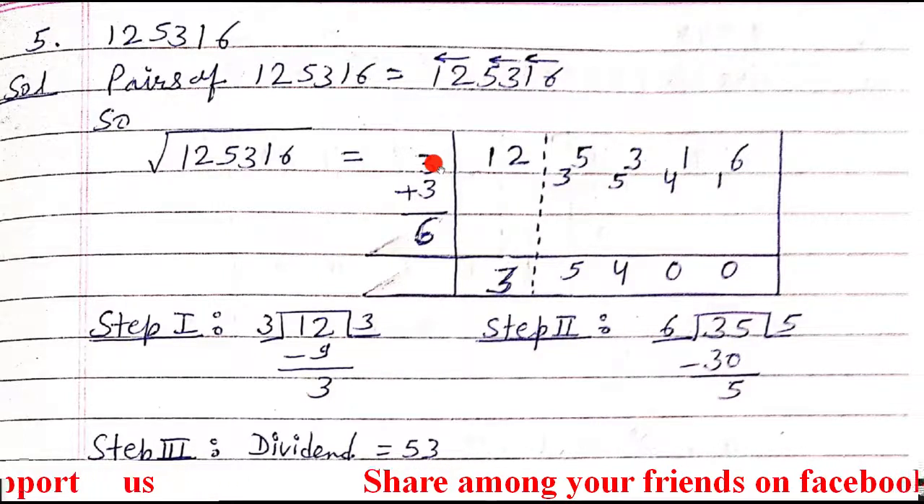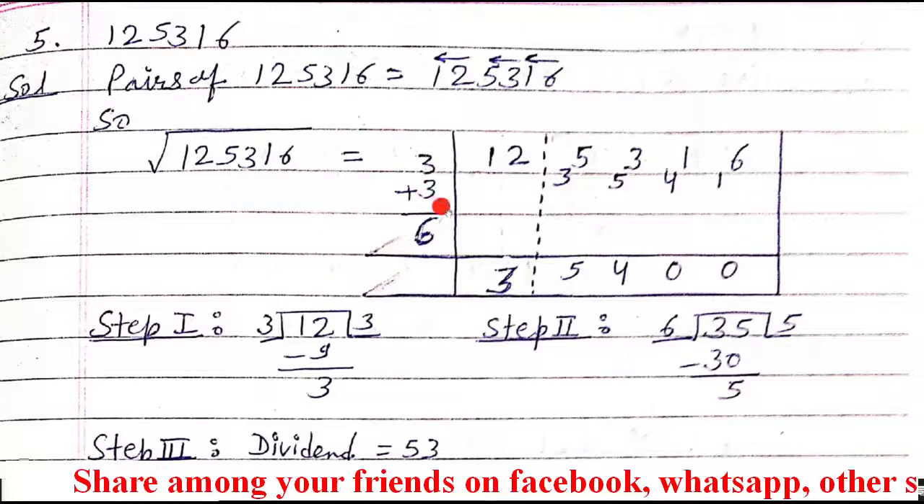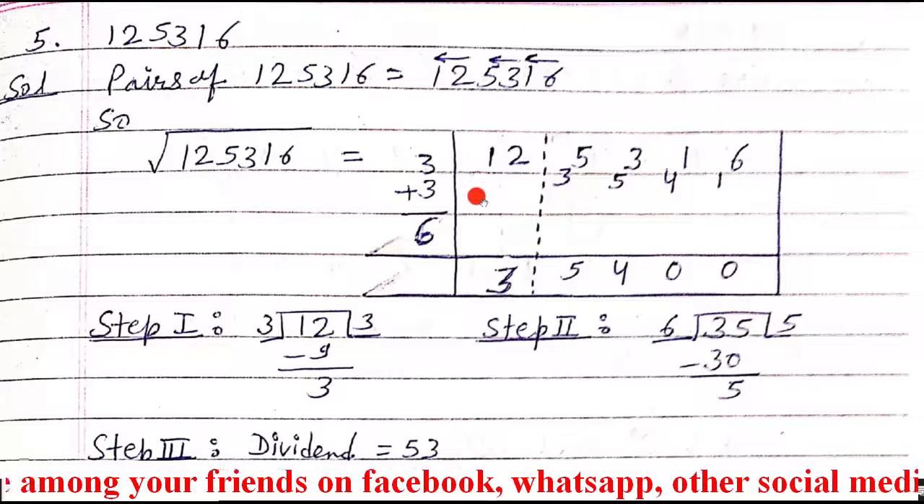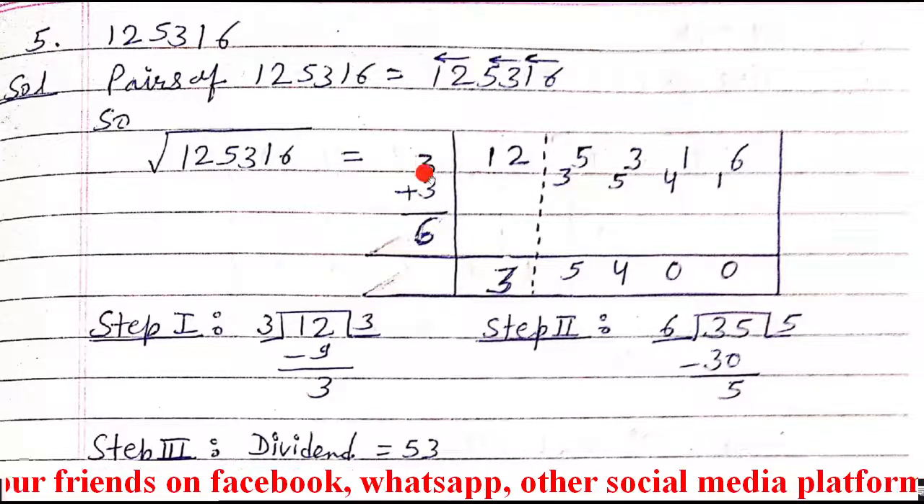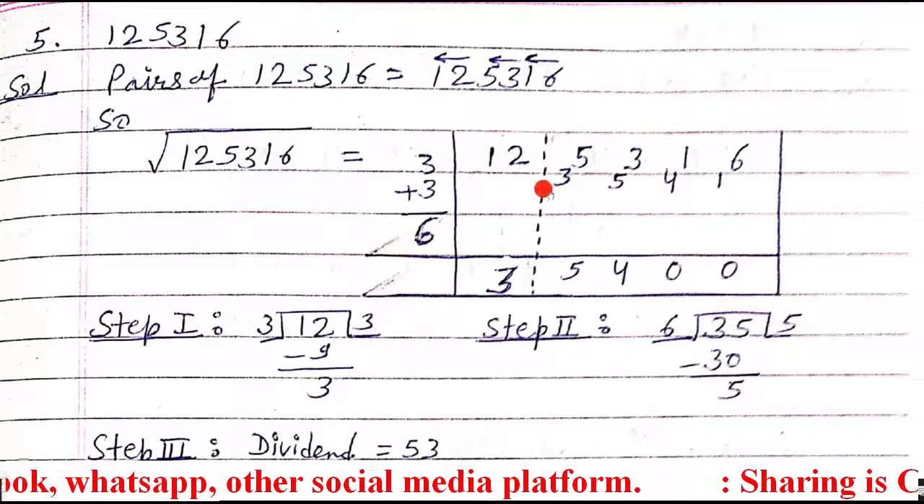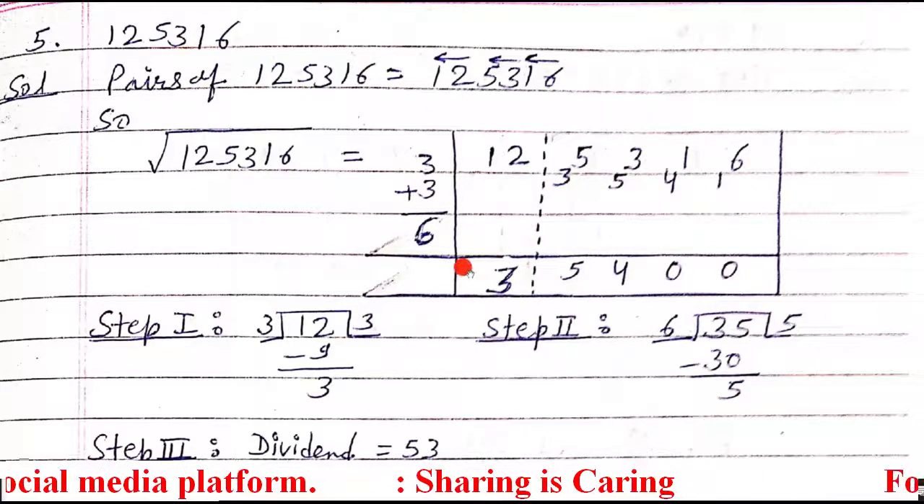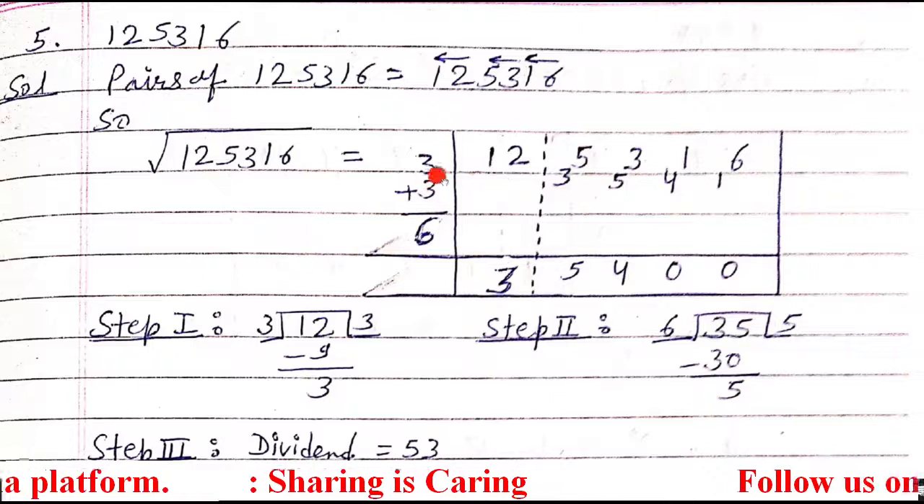So 4 we can't take, we will take 3. So 3, just write down at 3 place: first place, second place and third place. So 12, just divide by 6, and here 3 plus 3 is 6. So this 6 is the divisor for all next dividends after the dotted line. So for this 12, the divisor is 3.